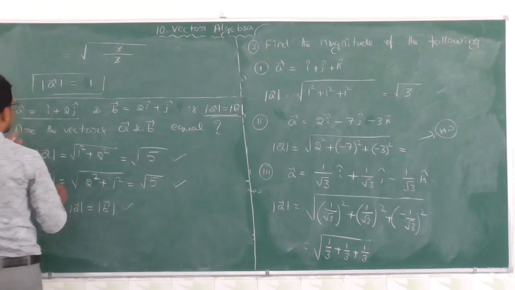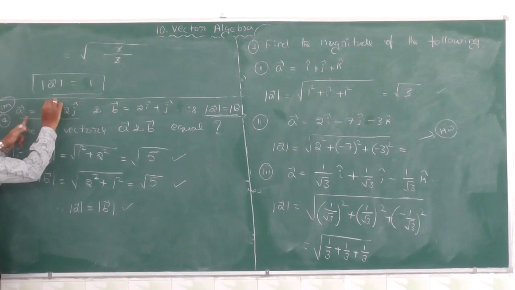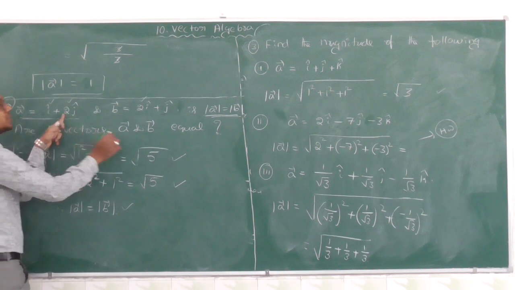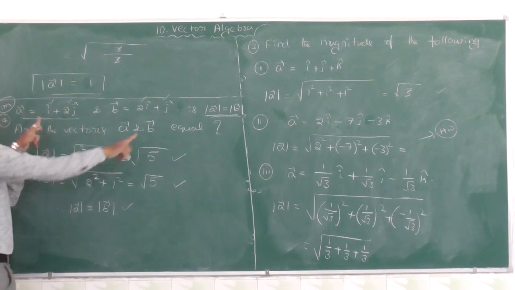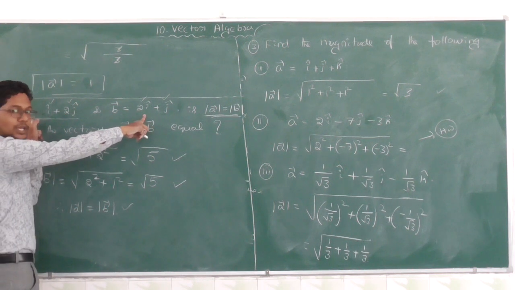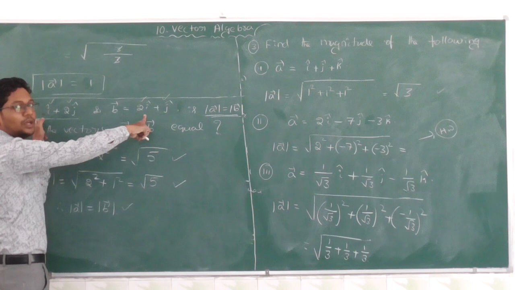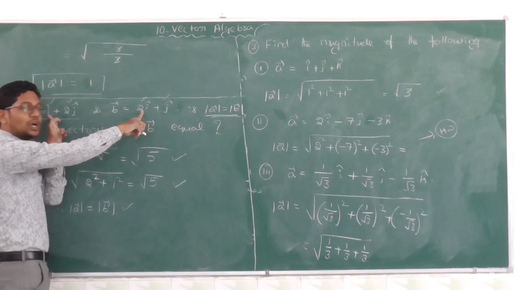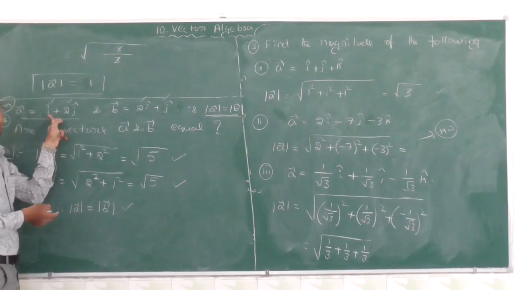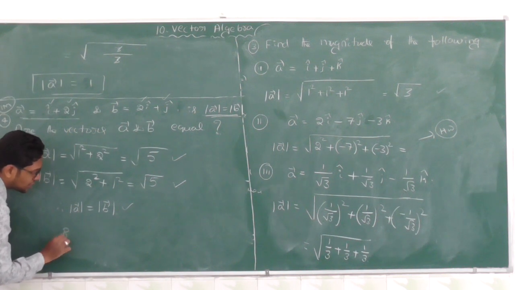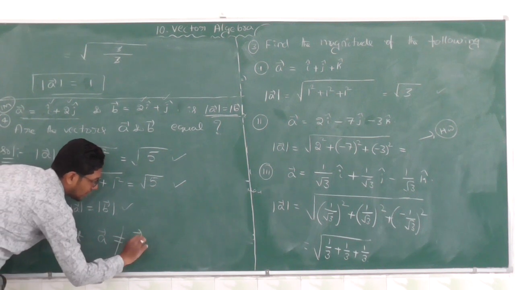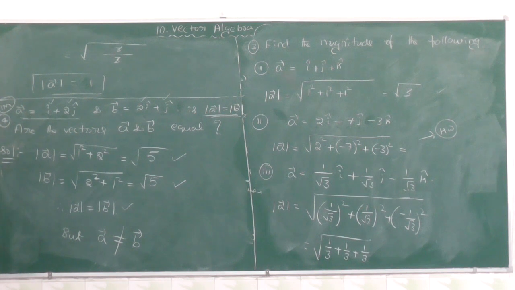We just see we have A vector and B vector. In A vector we have i cap, in B vector we have 2 i cap. Here we have 2 j cap, here we have j cap. Are these two vectors equal? No, because here we have i cap plus 2 j cap, and here we have 2 i cap plus j cap. Therefore, A vector is not equal to B vector. Hence, it is the solution.